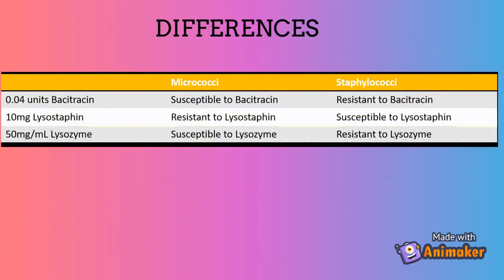When it comes to differentiating staph and micro using antimicrobial susceptibility testing, generally bacitracin, lysostaphin, and lysozyme are used. Micrococci are susceptible to 0.04 units of bacitracin, resistant to lysostaphin, but also susceptible to lysozyme. While staph, on the other hand, are the complete opposite. Staph are resistant to 0.04 units of bacitracin, susceptible to lysostaphin, but also resistant to lysozyme. So you can use this table to remember. It's actually quite simple.